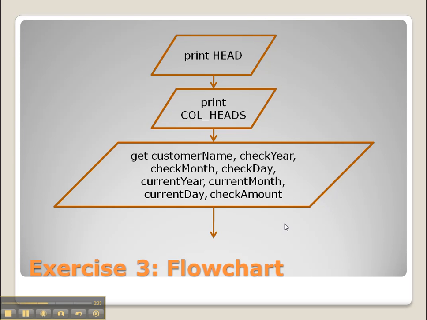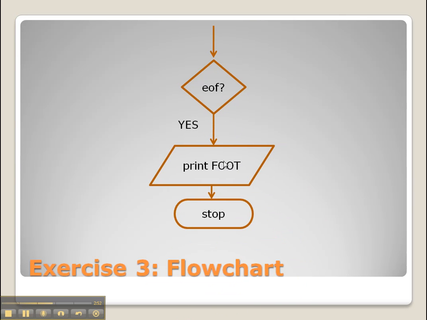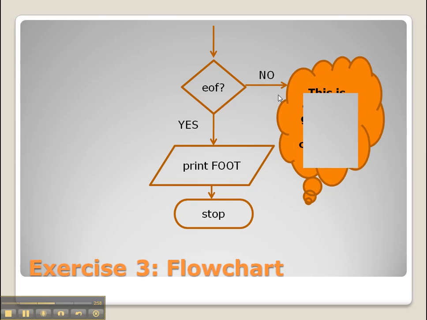And then we're going to flow down to a decision. Have we read the last check? Are we at the end of file? Okay, so we're going to create a loop. We're going to continue to process checks until we are at the last one. Okay? If we are at the end of file, then we simply print our footer and end our program. Okay? If not, then we're going to flow off and do some other things.